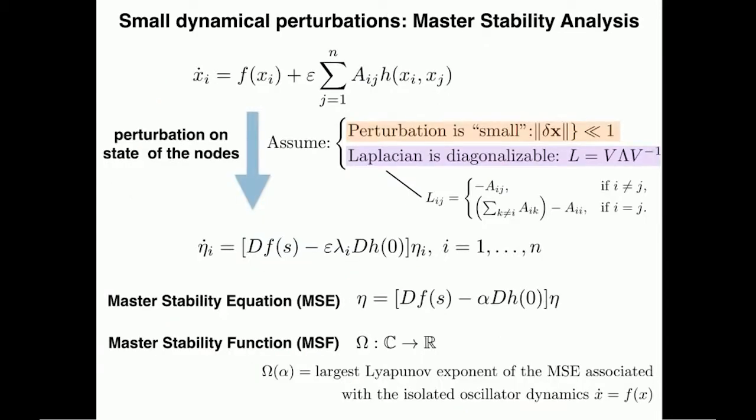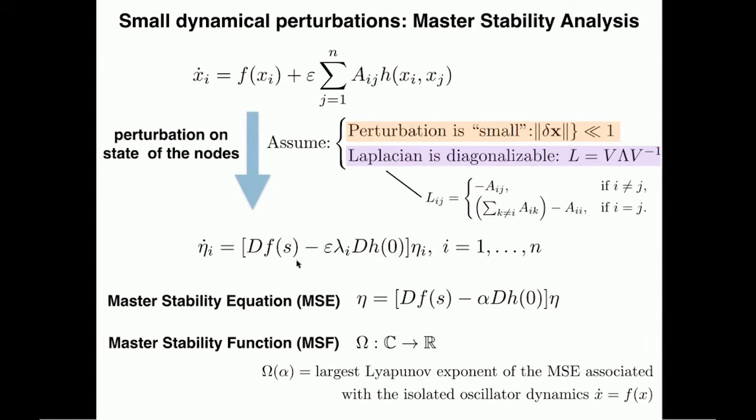So I'll start by reviewing the master stability analysis. Many of you might already be familiar with that. I just want to remind you that the basic assumptions for this analysis to work are two. One is that the perturbation has to be small. Otherwise, you cannot linearize. Assuming that's small, then you can essentially Taylor expand those functions f and h around the synchronous state. The second assumption, which usually goes unnoticed, is that the Laplacian matrix has to be diagonalizable. It's this condition that allows you to decouple the variations, or the error modes, into independent equations from which you recognize they have the same form.